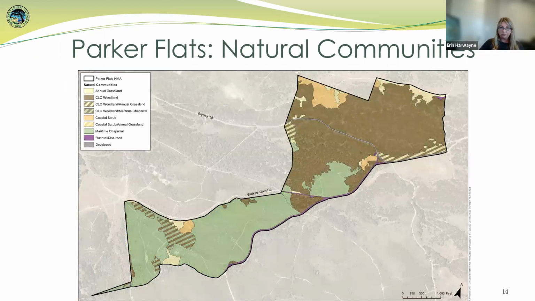So this is what our natural community or habitat maps look like. Of course, we have a lot of sensitive habitat out there. The green reflects maritime chaparral, which contains a lot of sensitive species. And of course, the brown oak woodland. We have coastal scrub. We have mixed habitats. And what's really interesting about the former Fort Ord is where these habitats intermix, and you get some pretty fun and beautiful sites. All right, next one.